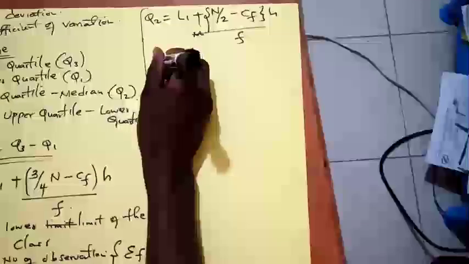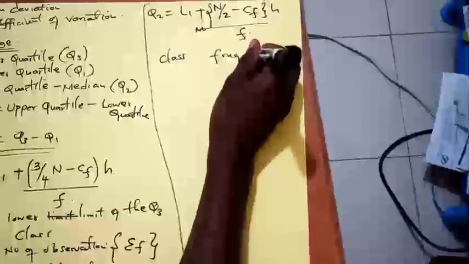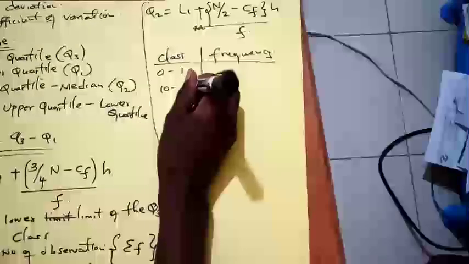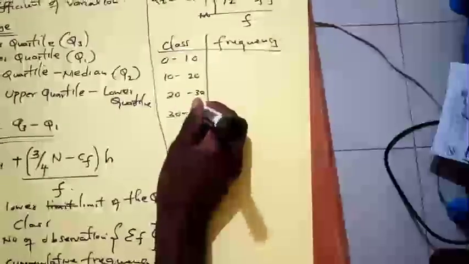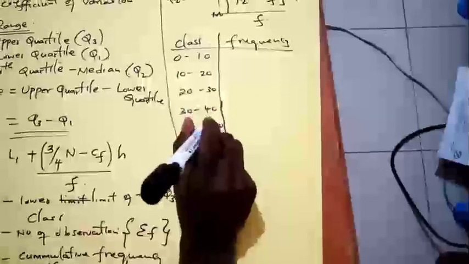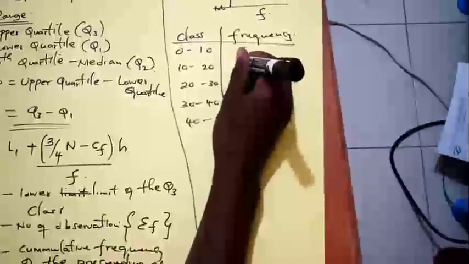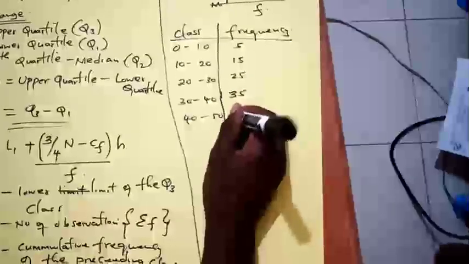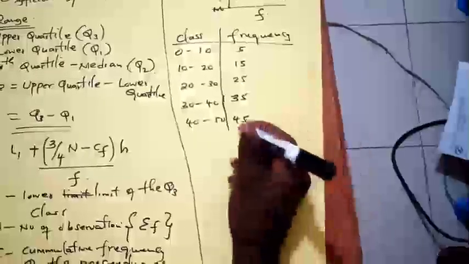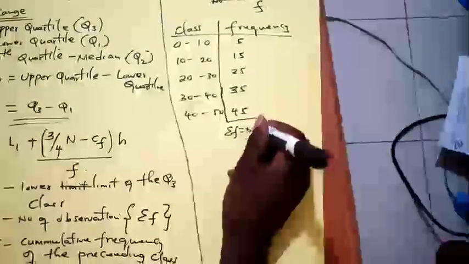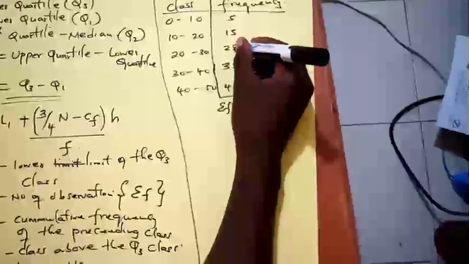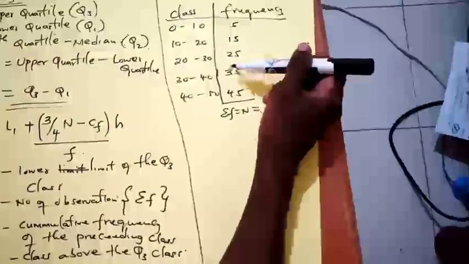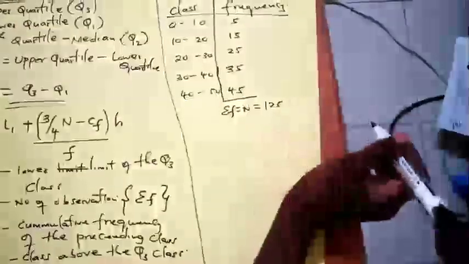So assume we are given data, we are talking about the class, then we talk about the frequency. I'm not going to do it complete because I think you can do it by now. So we have the classes 0 to 10, 10 to 20, 20 to 30, 30 to 40, and 40 to 50. Then we have our F to be 5, 15, 25, 35, and 45. So given that kind of data, you can add F to find what we refer to as N. So we have 5, 15, 25, this is 40, 45, 50, 80, 125. So our N is 125.